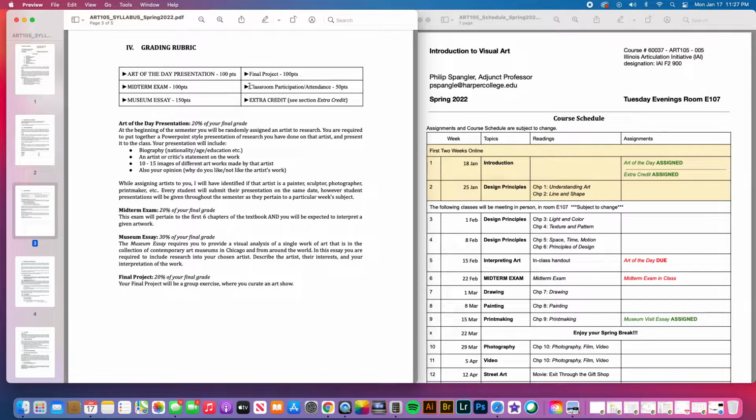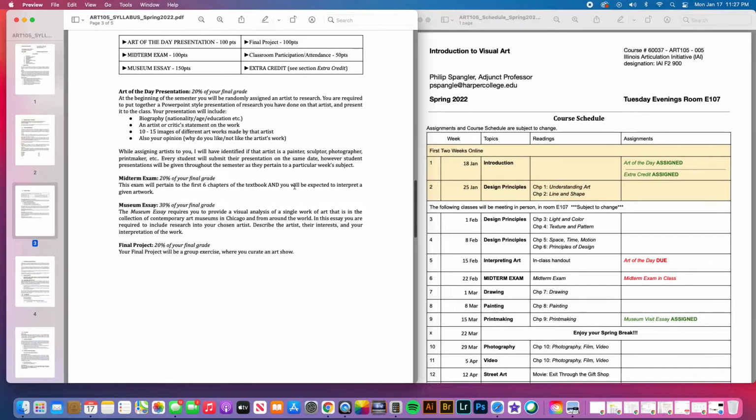In class, you're expected to speak up and to participate. Participation is worth 50 points, also known as 10% of your... what is that? 5? I don't know. 5%, 10% of your final grade.